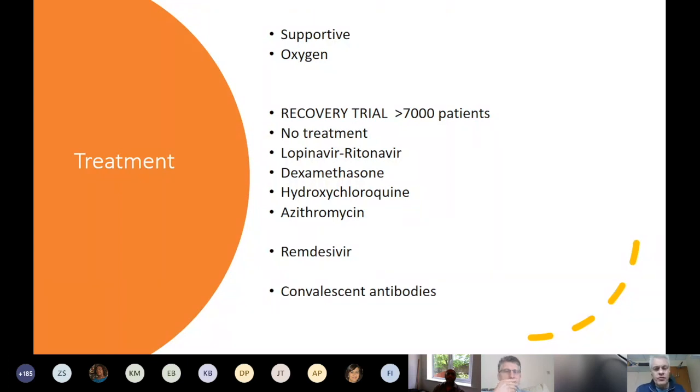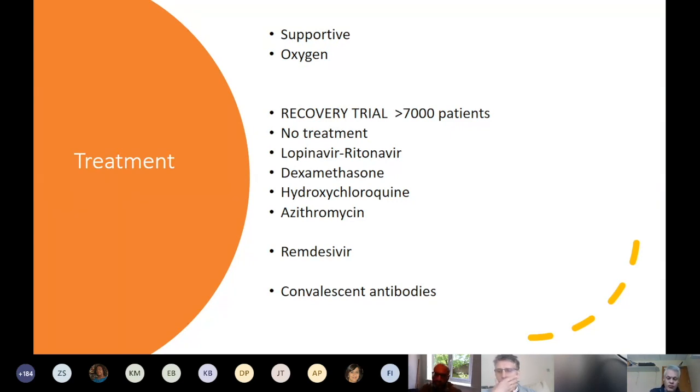In terms of treatment now, what have we been doing? When patients come to the hospital, it's pretty much supportive treatment and mainly oxygen. Because nobody really knows whether any of the treatments work, we at St George's participated in the RECOVERY trial, and across the UK, during the last 4 to 6 weeks, 7,000 patients have been recruited into the RECOVERY trial. They've been randomised to two arms of no treatment, and then there are 4 treatment arms: the antiretroviral drug, the lopinavir-ritonavir combination, which is an HIV drug, dexamethasone, hydroxychloroquine, and azithromycin, the macrolide antibiotic.